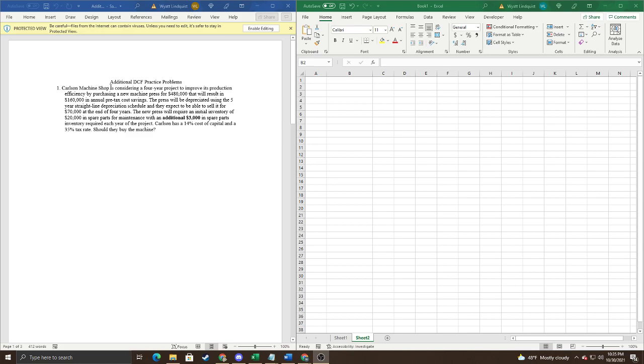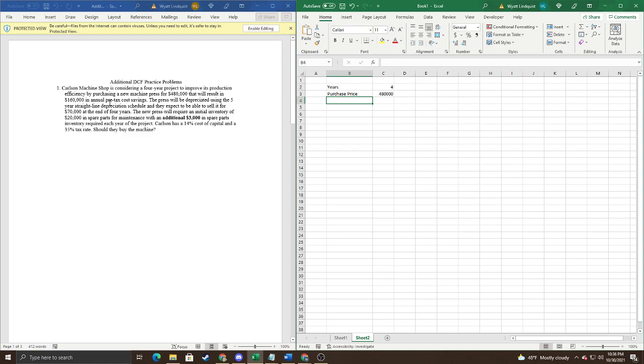Carlson Machine Shop is considering a 4-year project to improve its production efficiency. 4 years. So we're going to have years, and we're going to have 4 of them. All right, so the project will span 4 years. They're going to do this by purchasing a new machine for $480,000. All right, so that's going to be the purchase price.